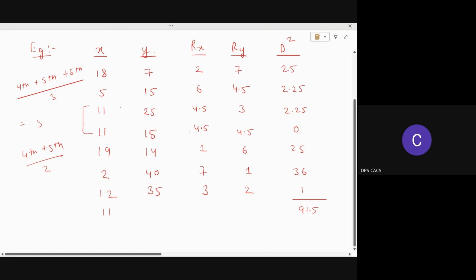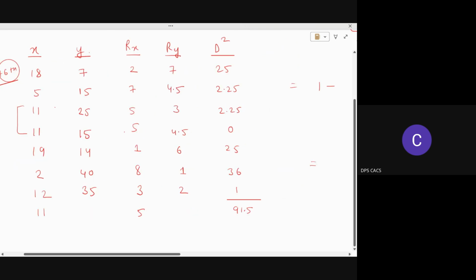How much? This is not the 5th rank, this is the average of 3 ranks. So I will allot 5 to each of them: 5, 5 and 5. Any problem? And because I have used 6 ranks, the next rank is 7. So accordingly I will allot 7 here and 8 here. Any problem? This you can do.